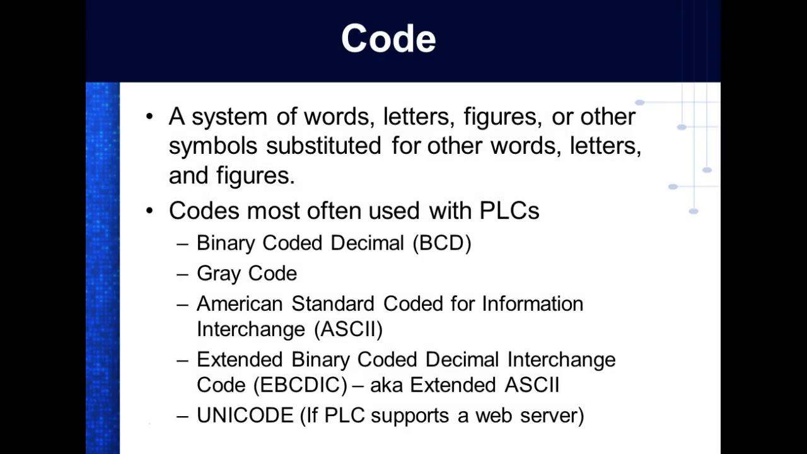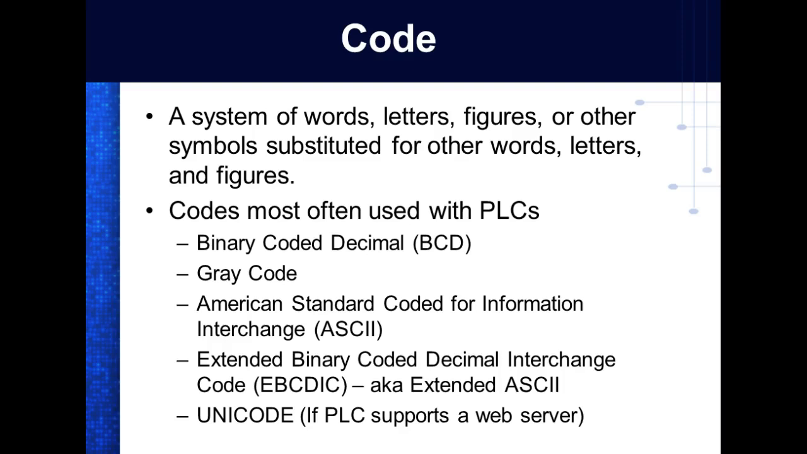So that's our numbering system. So what number systems did we look at? We looked at decimal, right? We looked at binary, hexadecimal, and octal. But we got to understand that the computer has to deal with other things besides numbers, right? So a code is a system of words, letters, figures, or other symbols substituted for other words, letters, and figures.